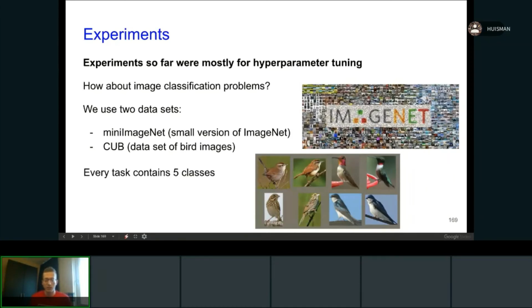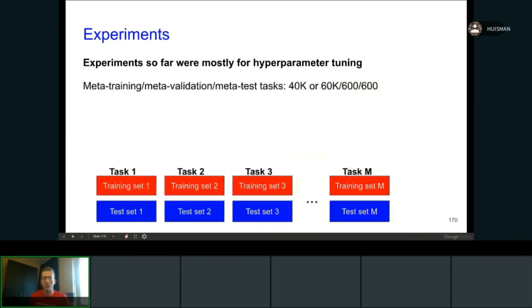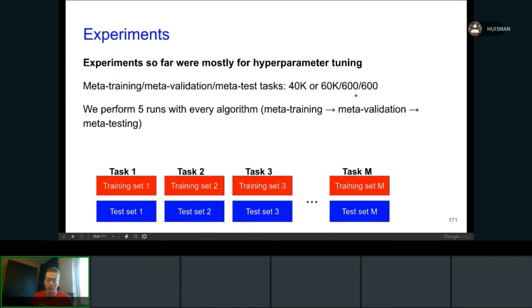So every task that we experiment with contains 5 classes, and either we use 1 example per class or 5 examples per class. So really this is still a very difficult scenario. Okay, so for meta training, to really find the initial parameters of this base learner network and to select the parameters of this meta network, we use 40,000 or 60,000 tasks, depending on how many examples there are per class. And both for meta validation and testing, we use 600 tasks. And we perform 5 runs with every algorithm, where of course every run again consists of meta training, meta validation, and meta testing. And we use the average accuracy across the tasks as the performance estimate.